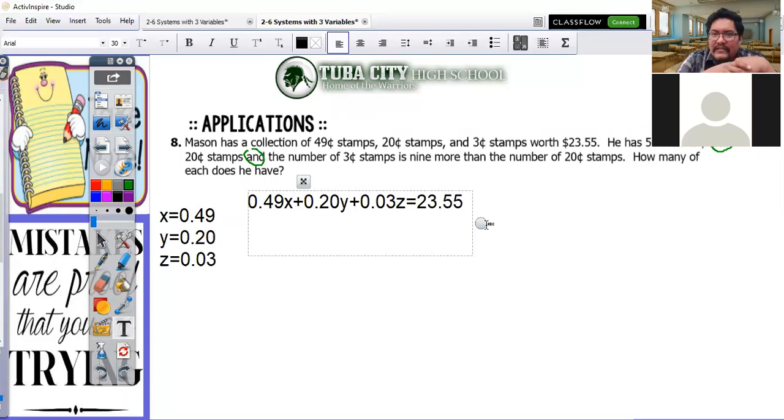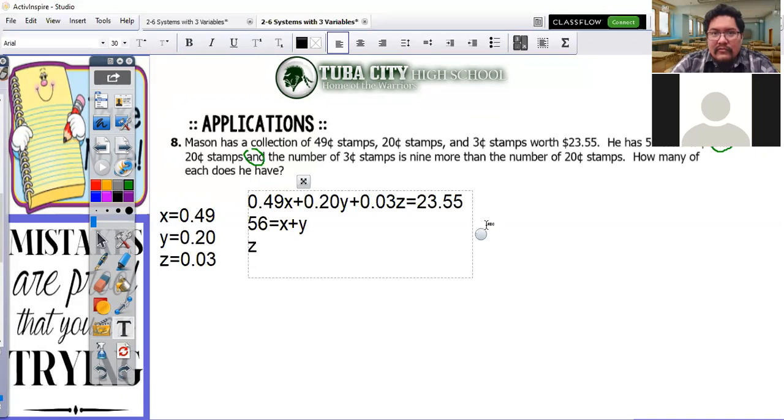The first part says he has 56 total of the 49 and 20-cent stamps. So we need 3 equations, right? 56 of the 49 cents. So we're talking about the number of stamps, not their value, and the 20-cent stamps. So the number of x and the number of y should come out to 56. The second and is actually starting something new; you could break the sentence right there. Take that second and out, put a period in there, and it would read even better. So it'd say the number of 3-cent stamps, so z.